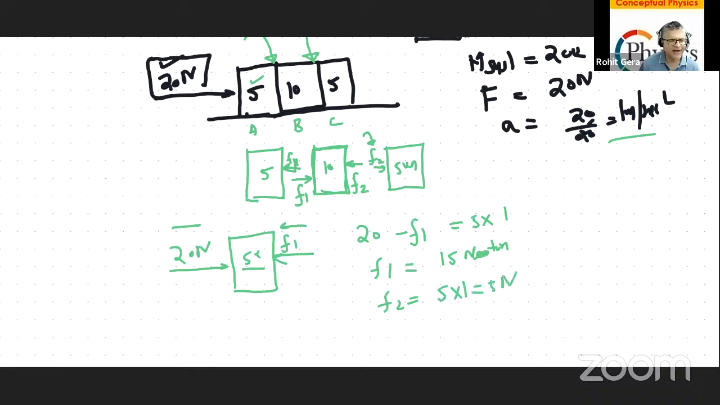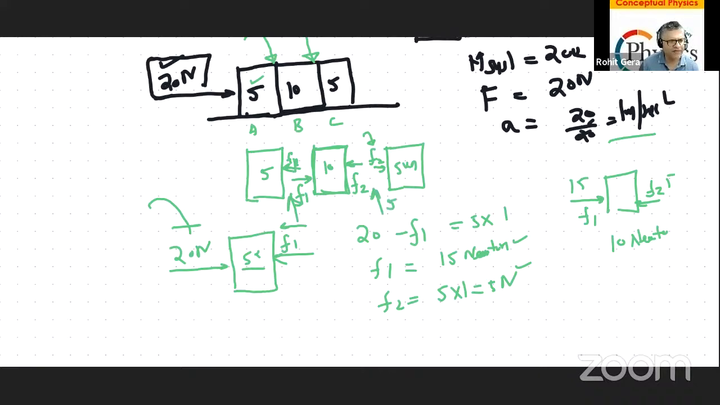Which means the net force on the 10 kg is the difference of these two: F1 minus F2, because in the middle, it is getting F1 from one side and F2 from the other. If you subtract, F1 is 15 and F2 is 5, so 10 Newtons. Now look at this: you applied a force of 20 Newtons and it passed through the contact forces, appearing as a 15 Newton mutual force between these two, and a 5 Newton mutual force here.